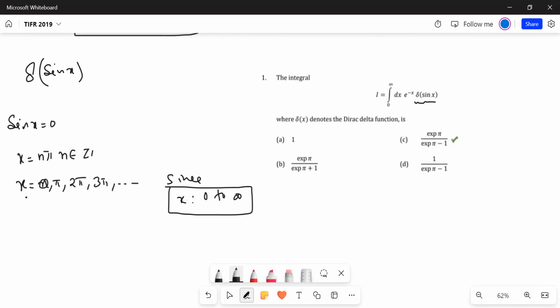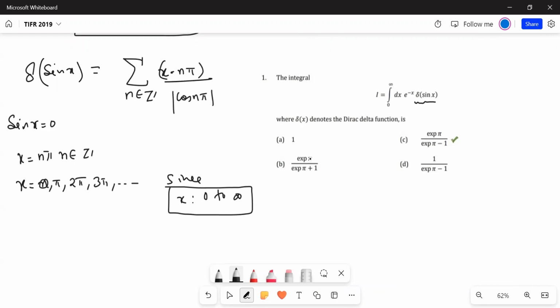If x is equal to 0, then sine x would be 0. If x equals pi, then sine x would be 0. If x equals 2 pi, then sine x would be 0, and so on. So basically, this would be equivalent to writing the sum over n of Dirac of x minus n pi divided by modulus of cos n pi.